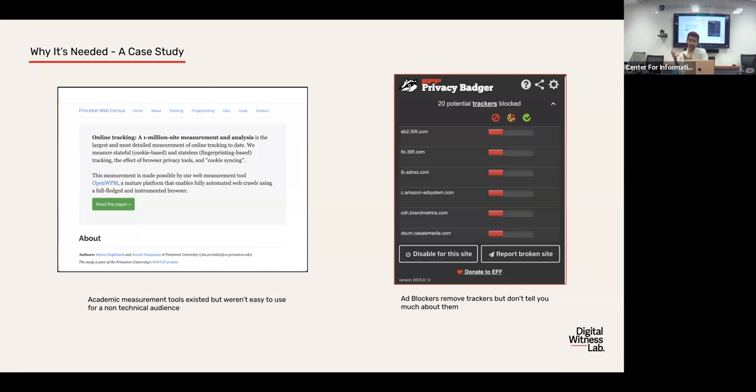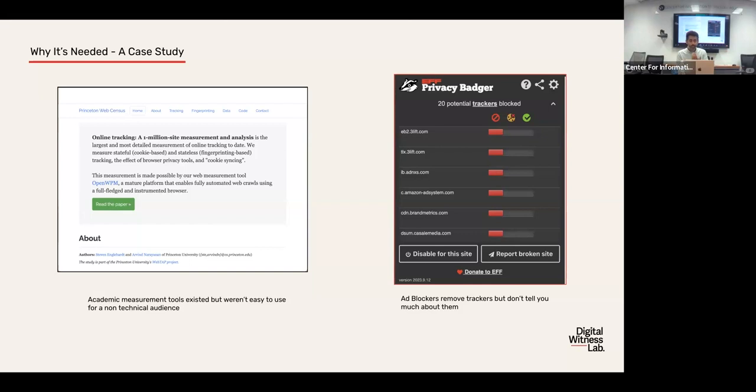The only tools available to those people were these ad blockers, right? And the ad blockers, they're not really designed to tell you what's happening. They're just designed to block the tracking. So that was basically the gap I identified between the research that existed that really was thorough and important, and the tools that were available, which were trying to fix it without actually getting anyone involved. And that's why we built Blacklight.